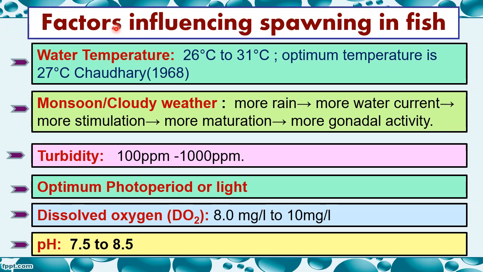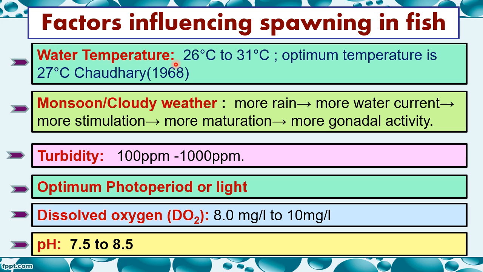Let us come to the factors influencing spawning in fish. The factors influencing spawning in fish are categorized into three categories, namely physical factors, chemical factors, and biological factors. The biological factors are mostly the hormones. Hormones like follicle stimulating hormone and luteinizing hormone take a key role for breeding in fish. Out of the various physicochemical parameters, water temperature, monsoon or cloudy weather, turbidity, optimum photoperiod or light, dissolved oxygen, and pH take a key role in breeding of fish.